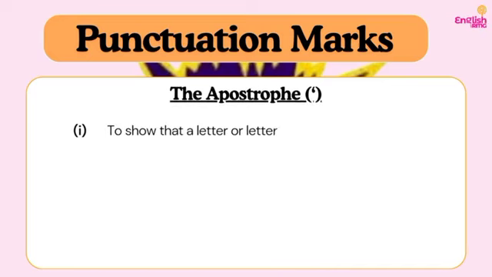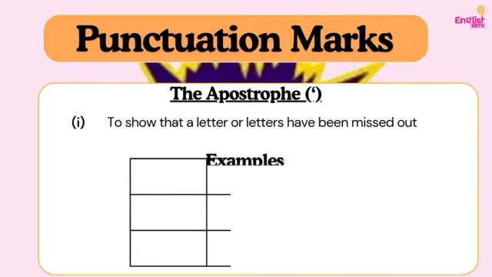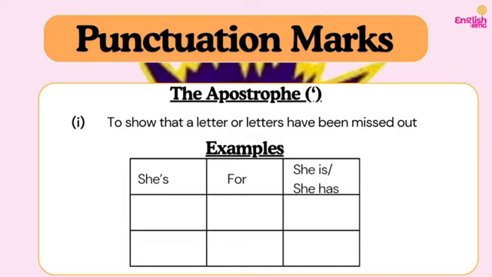So, function one, we use it to show that a letter or letters have been missed out or omitted. Sometimes when we write, we miss out some letters in the spelling of a word or group of words, so we use the apostrophe to indicate this. For example, we have she's for she is or she has. This apostrophe is telling our reader that I have omitted the space and I if it is she is, or I have omitted H and A if it were to be she has. Do you understand?